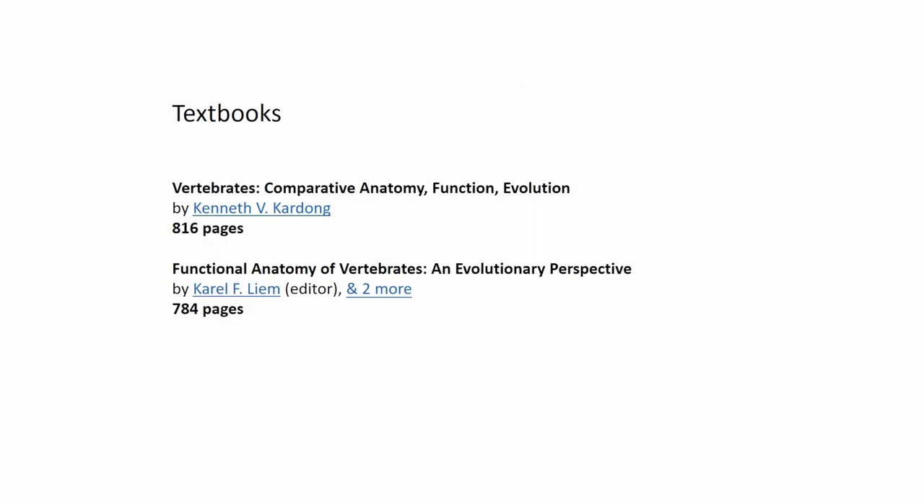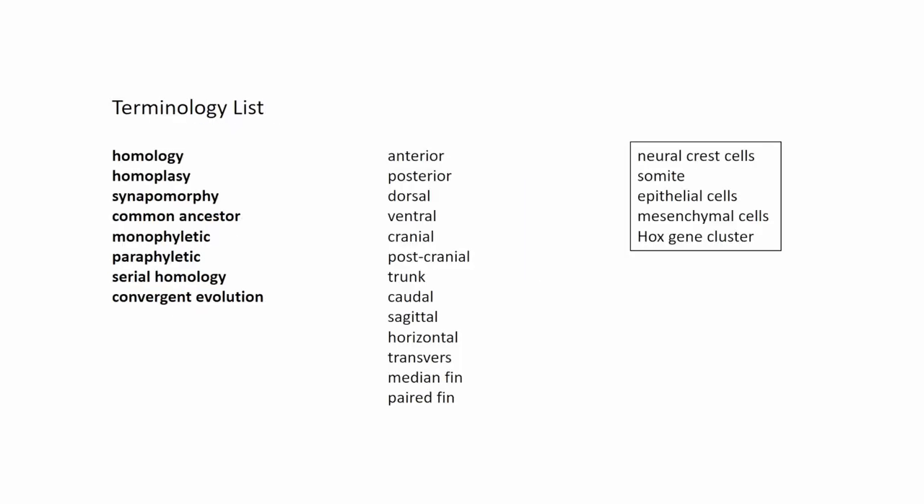Today I will not explain every detail of vertebrate comparative morphology. My purpose, since this is just a 3 hour lecture, is to introduce you to some terminology. So I listed these terminologies. The bold ones are homology, homoplasy, synapomorphy, common ancestor, monophyletic, paraphyletic, serial homology, convergent evolution. I wrote these words in bold letters. They are quite important concepts.